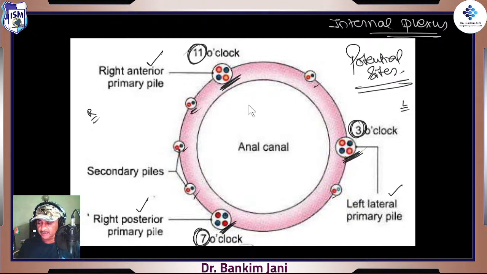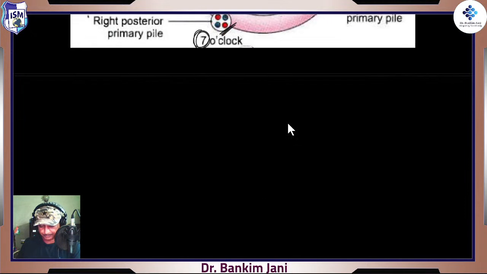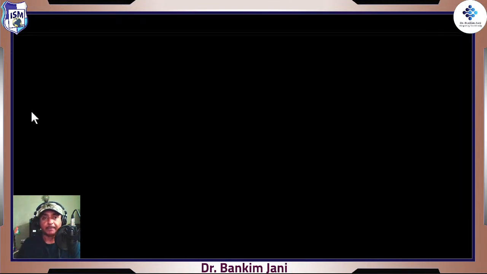The thing is, these internal piles bleed profusely, heavily. Because who is feeding them? That superior rectal artery, right? It is feeding, and that's the major one. The external rectal venous plexus is outside those muscular coats. So they communicate freely with all the plexuses.